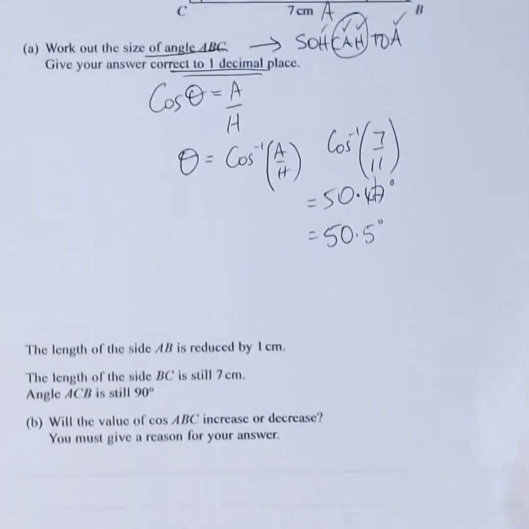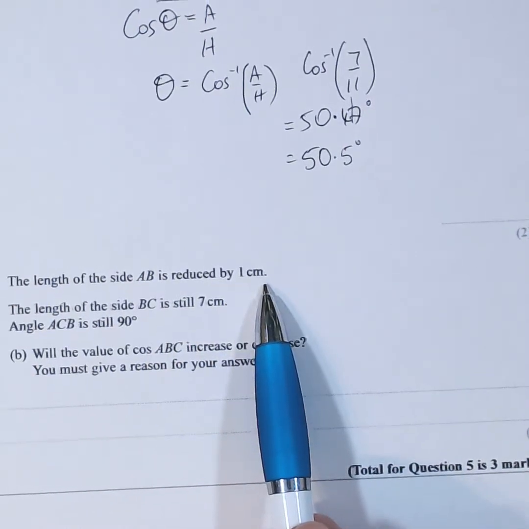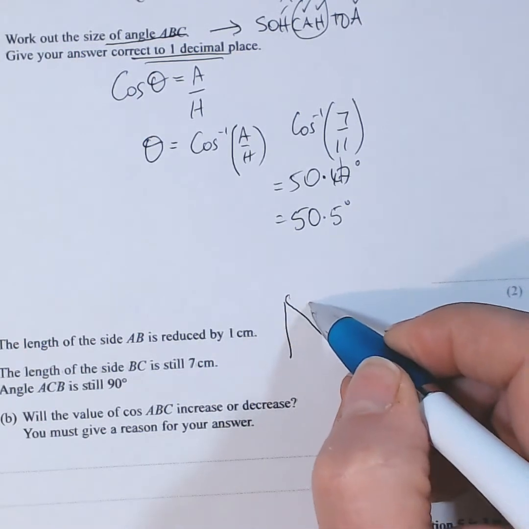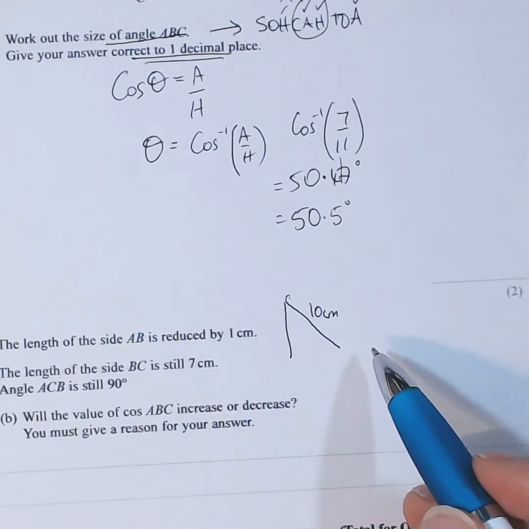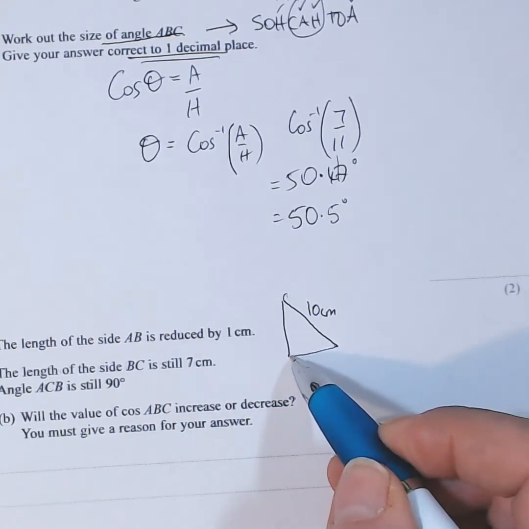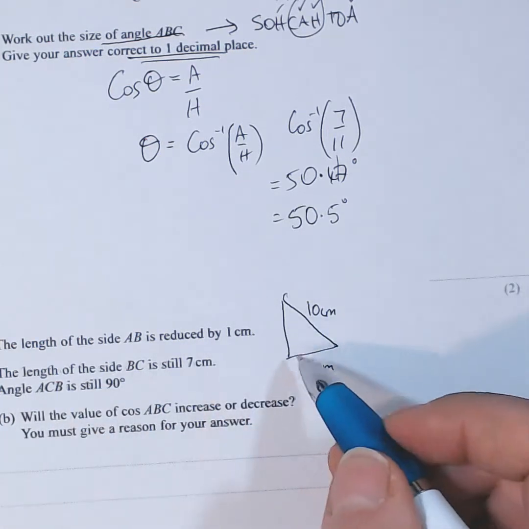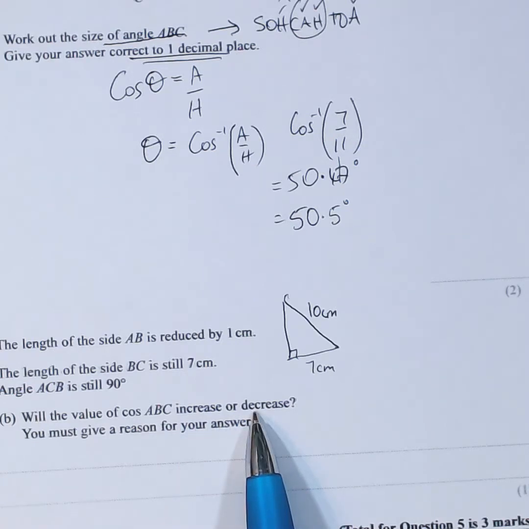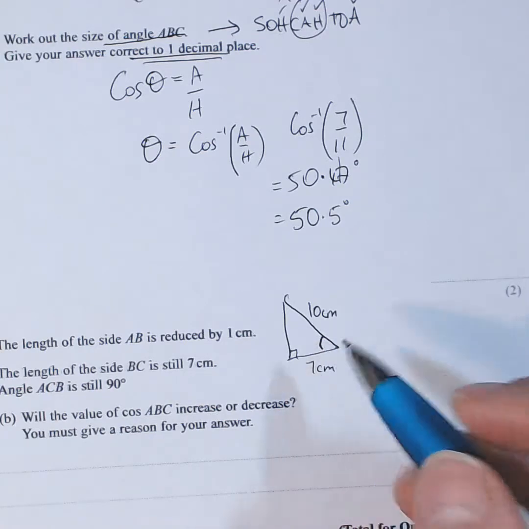This question did go on though, and it talked about the length of the side AB is reduced by 1 centimetre. So our triangle has now got 10 centimetres there. The length of side BC is still 7 centimetres. This angle is still 90 degrees. It says, will the value of the cosine ABC increase or decrease? So in other words, this angle here, will it increase or decrease?